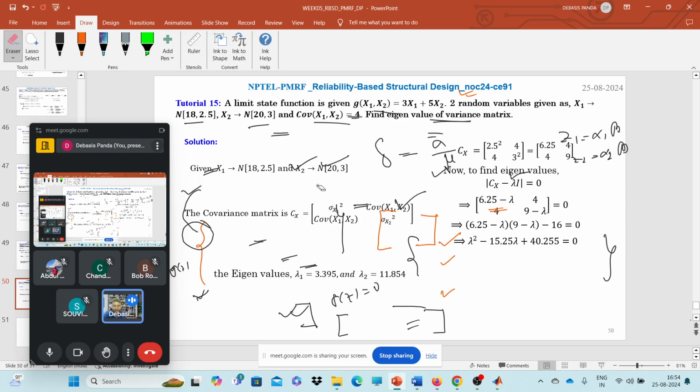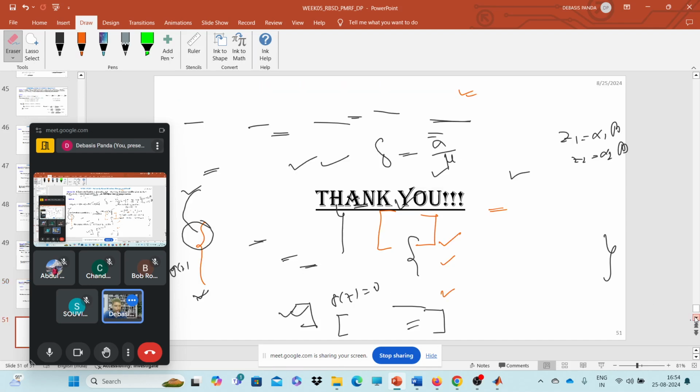X1 and x2 are given. First you need to find the covariance matrix. The covariance matrix will be nothing but sigma x1 square, sigma x2 square, and the covariance between them two. Now you just need to do the eigen operation. Either you can perform it using MATLAB or construct the characteristic equation and find out the lambda value. So here lambda 1 and lambda 2 are 3.3 and 11.58, right? Simple problem. Okay, that's all for today.